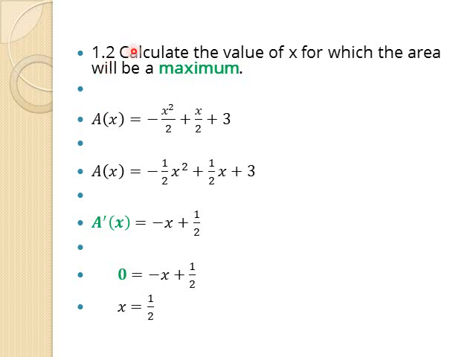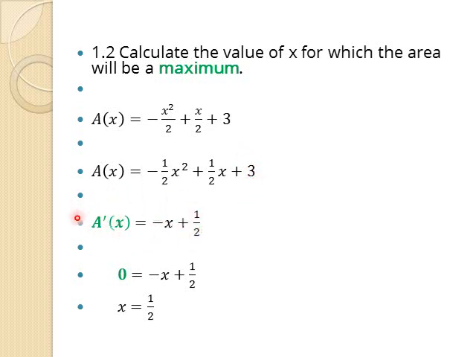So 1.2, calculate the value of x for which the area will be a maximum. Right? So first I'm going to rewrite it so I can differentiate easier. So minus 1 over 2 x squared plus 1 over 2 x plus 3. Because it's written A(x), I can just say A prime x. 2 times negative half gives me negative 1. 2 minus 1 gives me x to the power 1. x there, 1 times half becomes half, and x falls away. Derivative of a constant, 0. So there we have minus x plus half.